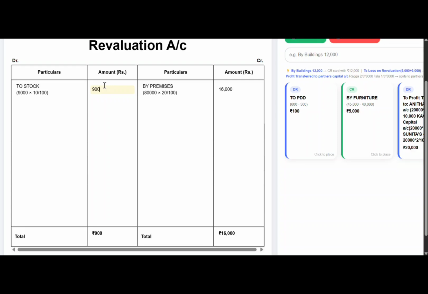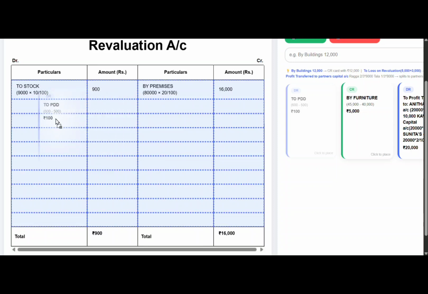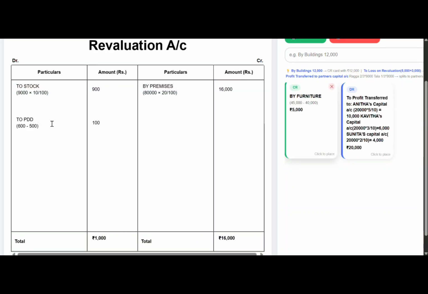Now, along with the stock decrease, we had PDD. So PDD has also been increased. That is the loss. So we are going to write it on the debit side of revaluation account. That is PDD. We are going to find the difference between the old PDD and the new PDD. The new PDD is more, that is 600 rupees, and old PDD is 500, and therefore the difference amount is rupees 100. That is the increase of PDD by rupees 100. So we are writing it on the debit side of the revaluation account.